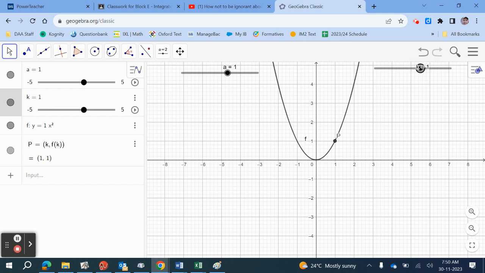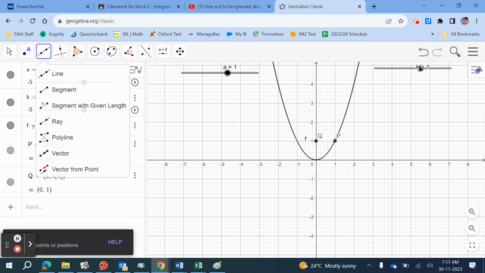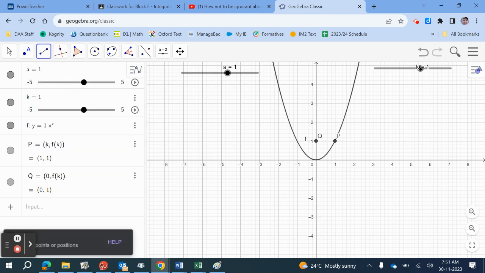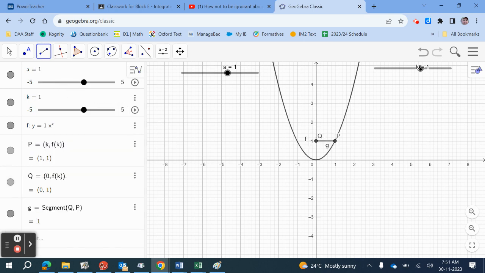The point Q has the same y value as P does. So I can put this in and say Q is equal to 0 comma f of k as well. We need, in the diagram, a little line segment between these two points, like that.